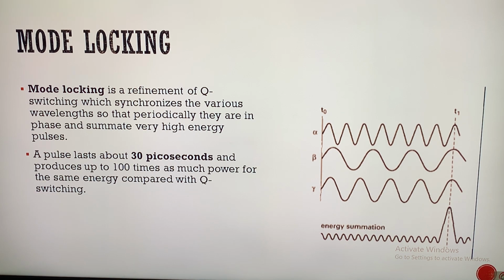Mode locking. Mode locking is the refinement of Q switching, which synchronizes the waves at some point. Like you can see the last phase over here. When they synchronize, constructive interference occurs, and this leads to summation of the wave into a higher power wave. But it is a pulsed wave which lasts about only 30 picoseconds.